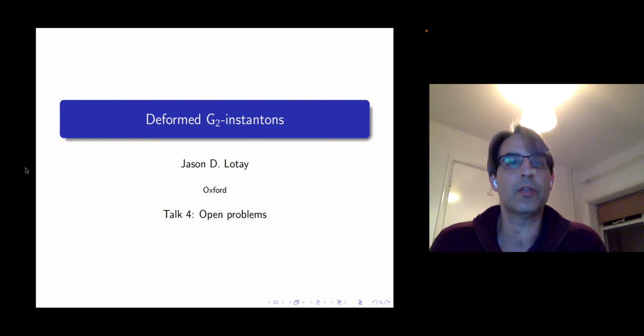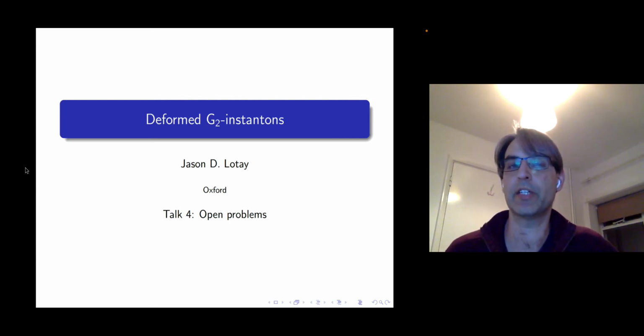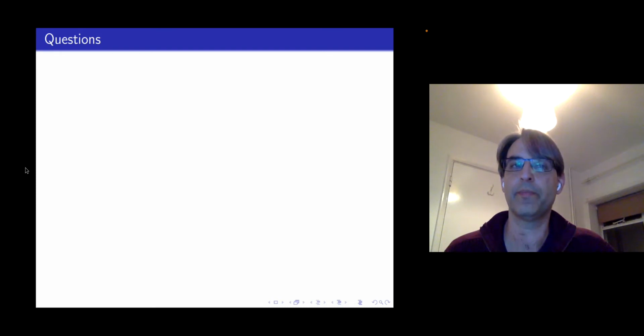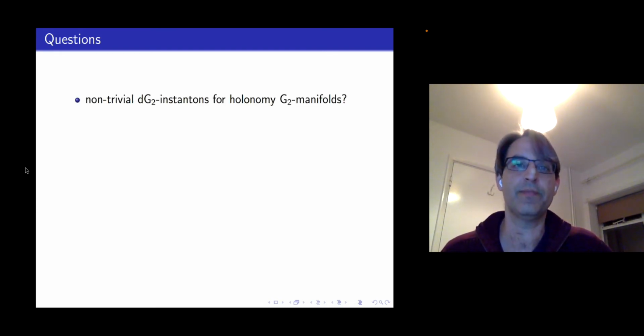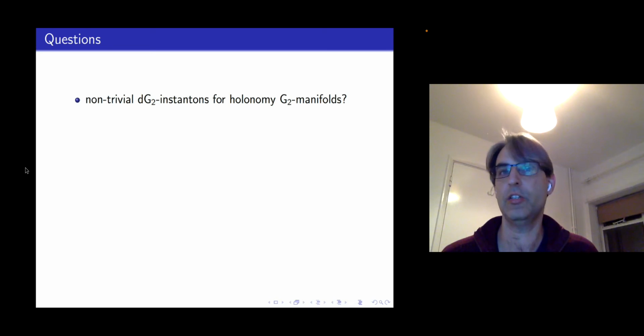In this final talk on deformed G2 instantons, I want to describe some open problems that I think are interesting and are motivated by what I've discussed so far. I want to phrase these problems as questions. And the first question is, can you construct non-trivial dG2 instantons on manifolds which have holonomy G2?